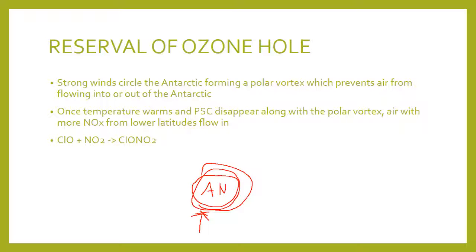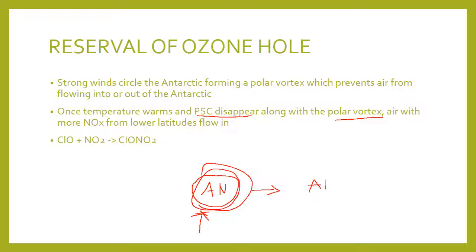And once the ozone hole reaches its maximum in around September and October, the temperature warms up and PSCs disappear, which means reservoir species of chlorine are no longer converted to the reactive form. And the polar vortex also disappears.